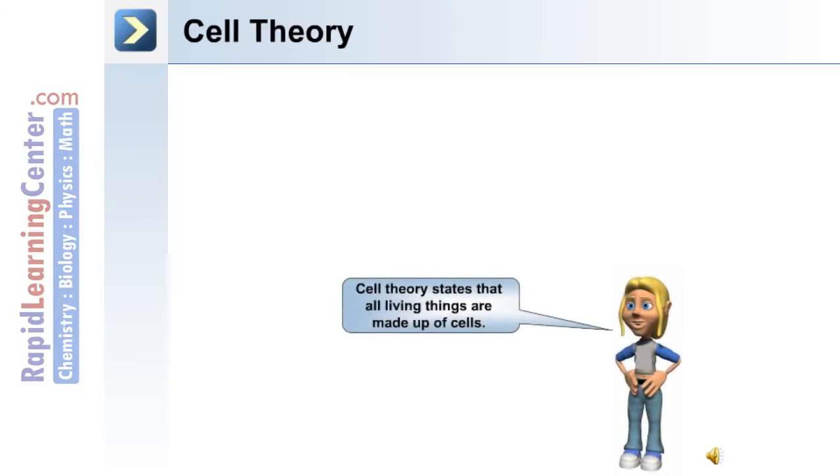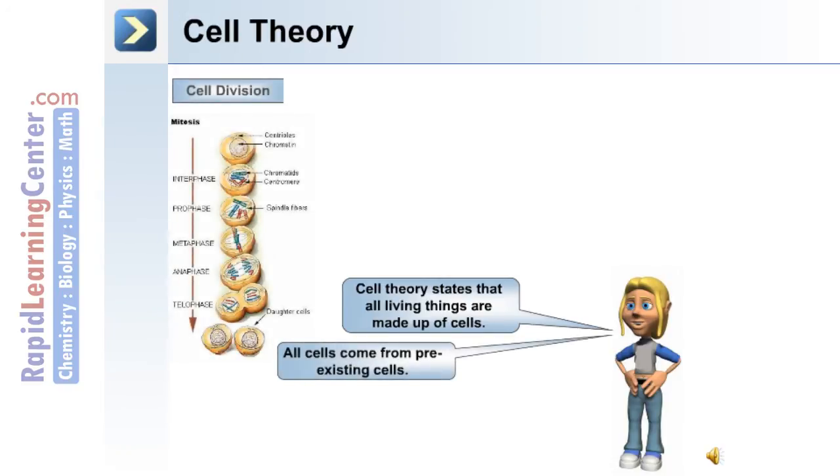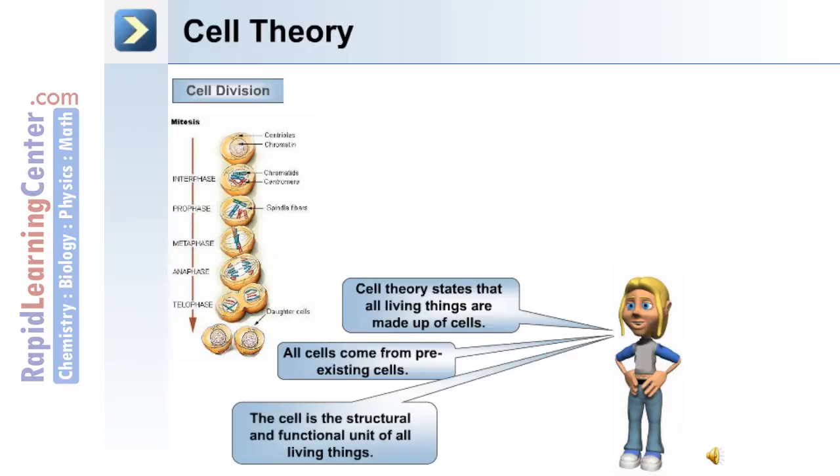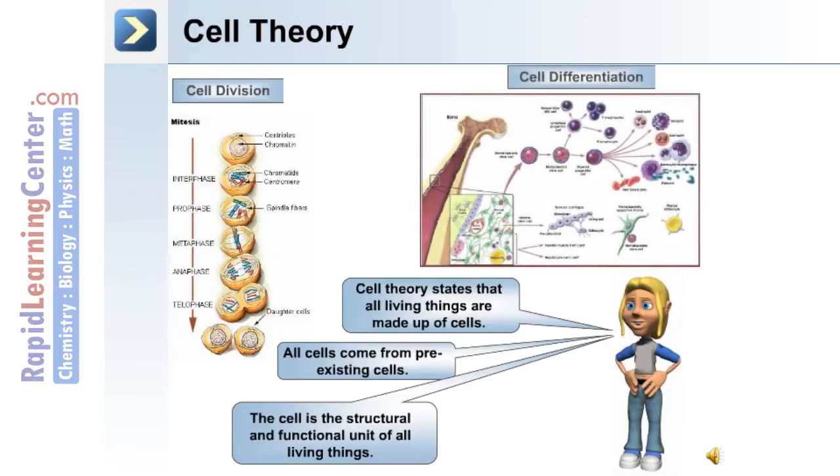Cell theory. Cell theory states that all living things are made up of cells. All cells come from pre-existing cells. This is an example of cell division, daughter cells coming from one parent cell. The cell is the structural and functional unit of all living things. This is an example of cell differentiation. A stem cell arising from bone marrow may differentiate into an abundance of other types of cells.